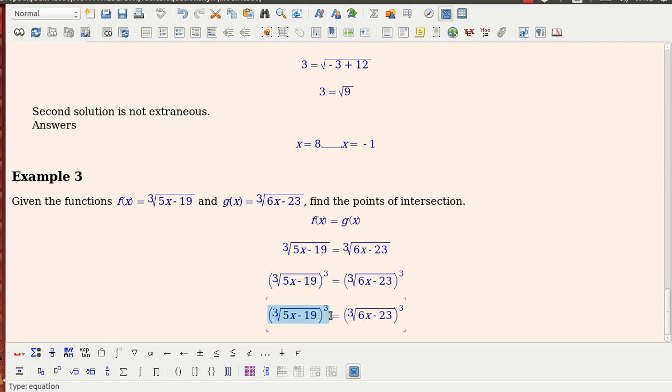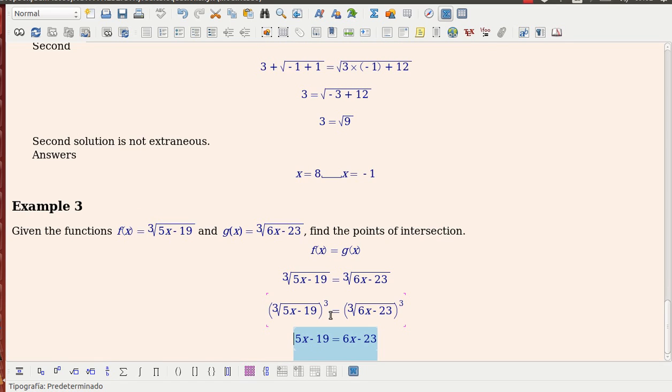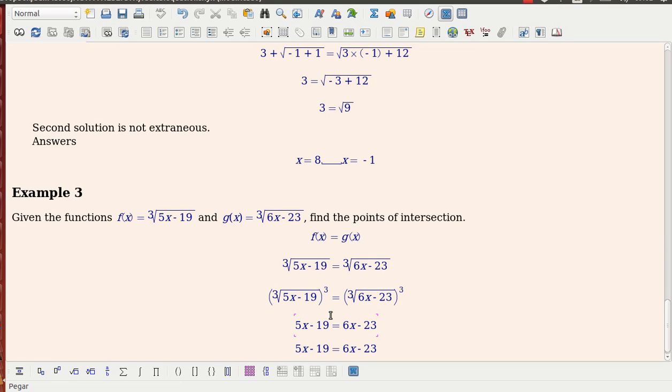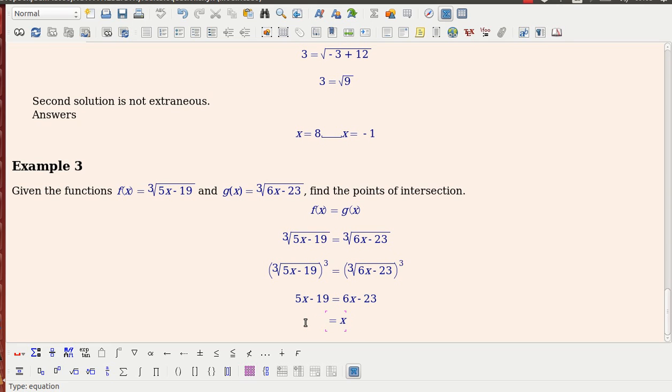So we have 5x minus 19 equal to 6x minus 23. Combine like terms. 6x minus 5x is 1x, x. And I can move 23, positive 23 here. 23 minus 19 is 4. x equals 4.